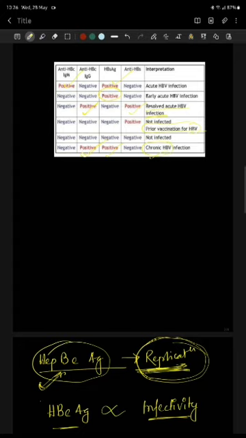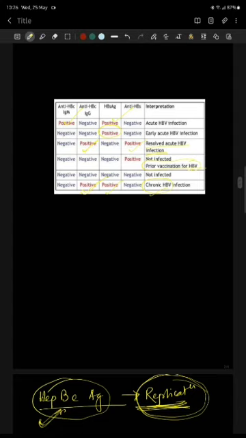Can the core antigen appear in the blood? No, never. Core antigen can never appear in the blood. It is a hidden type of antigen, never in the blood. But for the core antigen, there will always be presence of antibody. The first antibody is anti-hepatitis B core antibody. Two types of anti-hepatitis B core antibody. The first one is the IgM type.